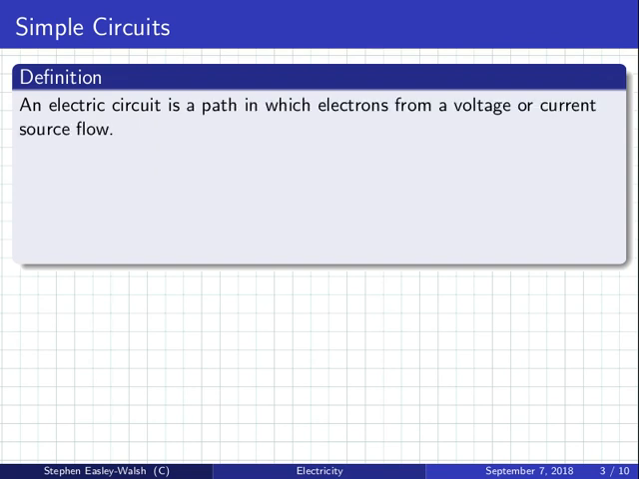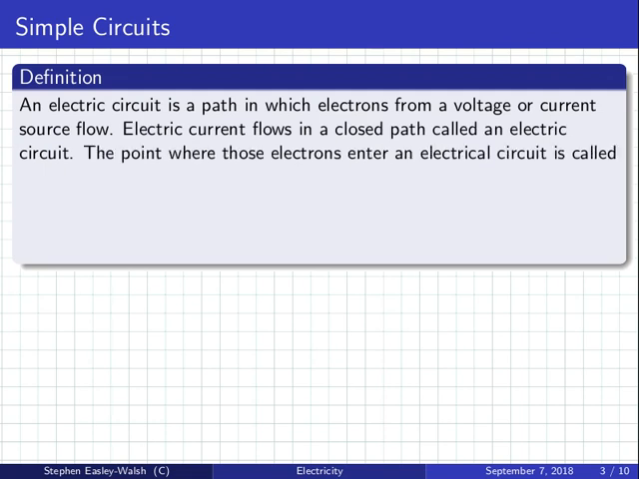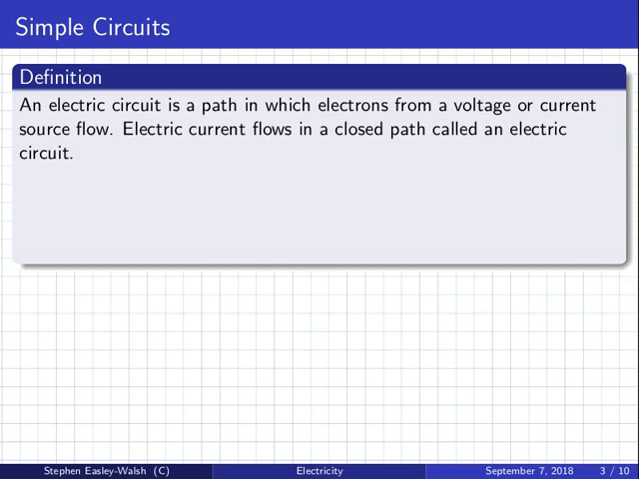An electric circuit is a path which electrons from a voltage or current flow. Electric currents flow in a closed path called an electric circuit. That's kind of the main point, isn't it? It's a path which the electrons flow from a current source, and they flow in a closed path called an electric circuit. That's the key thing. Now, before you write that down, I have a bit more to say.